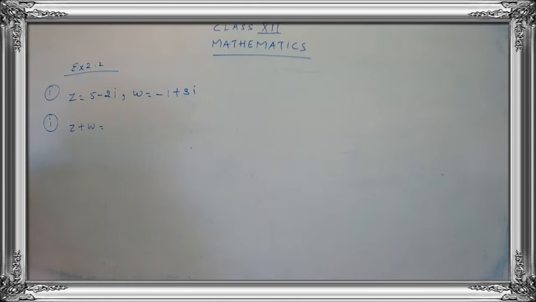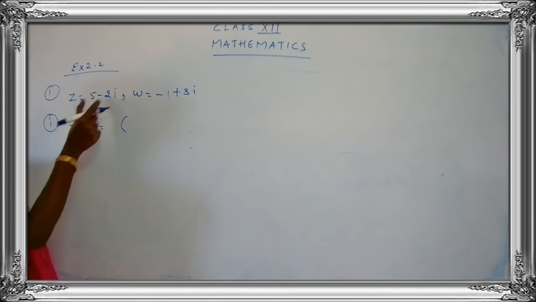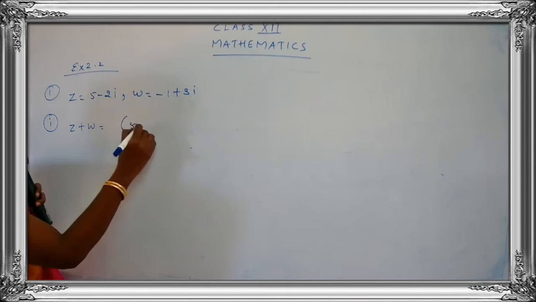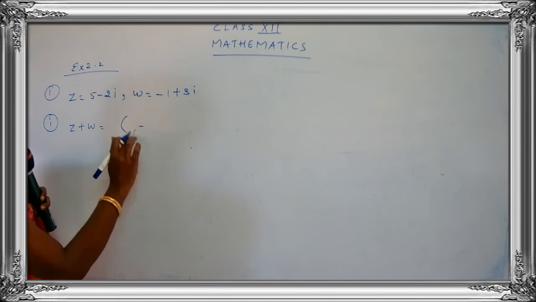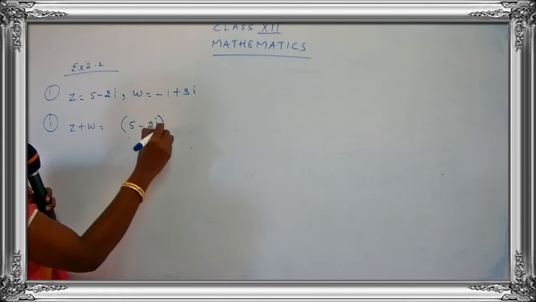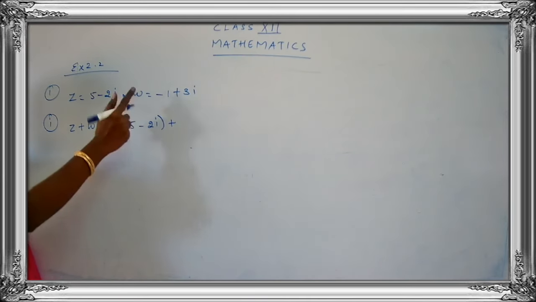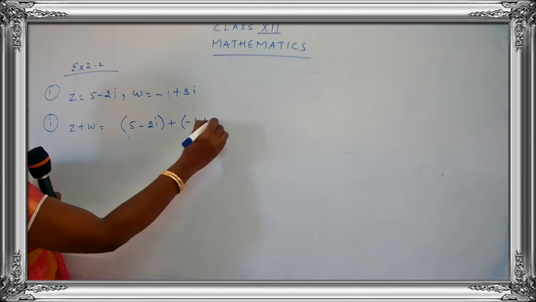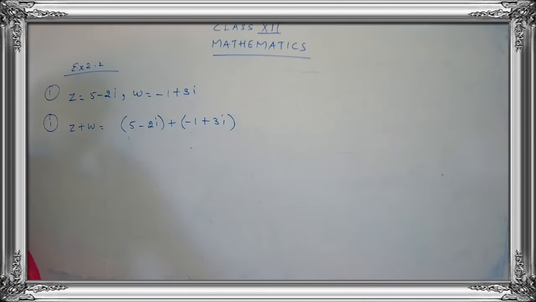So let's substitute the value and get the answer. This is equal to z. What is the z value given to you? 5 minus 2i, plus w. What is the value for w, children? Minus 1 plus 3i. Clear? So I have just substituted the values for z and w. Now what are you going to do here? You are just going to do addition, that's all.